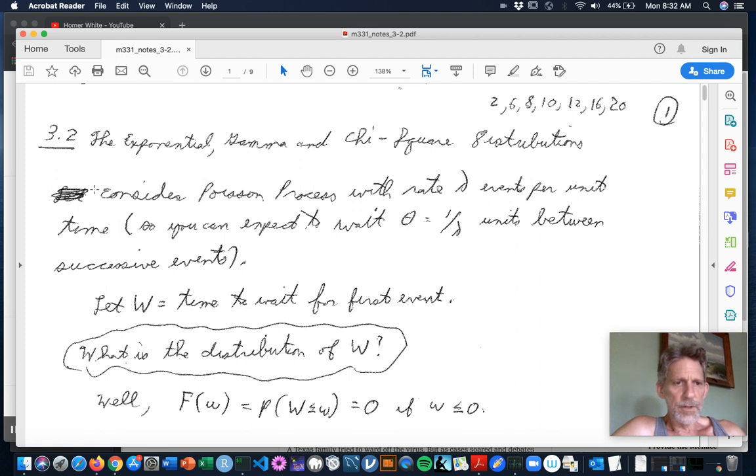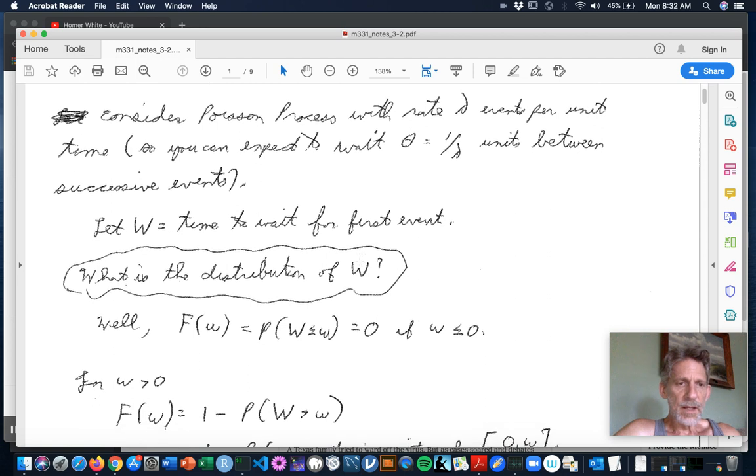So all these start from the thought about a Poisson process with some rate lambda events per unit time on average. Okay. And we'll introduce the idea of the reciprocal of the rate, theta. So like if you're doing lambda events per hour on average, then you'd expect to wait 1 over lambda, theta, time between events, like 2 events per hour, expect to wait 1/2 an hour between events. We're going to use this notation occasionally.